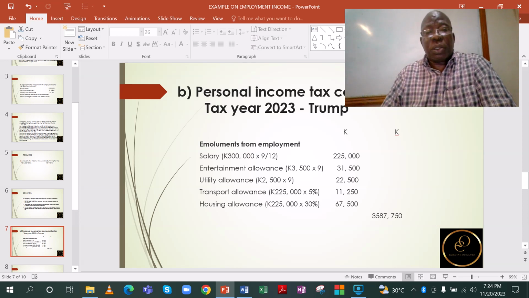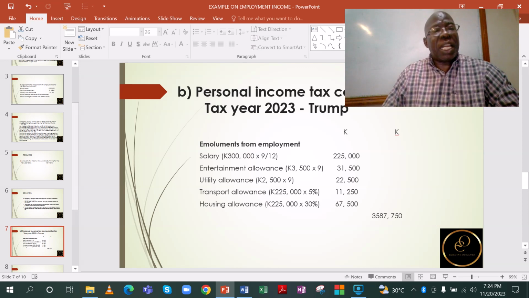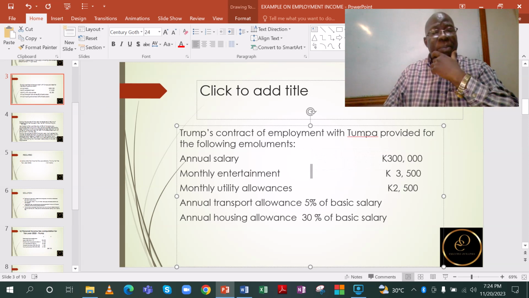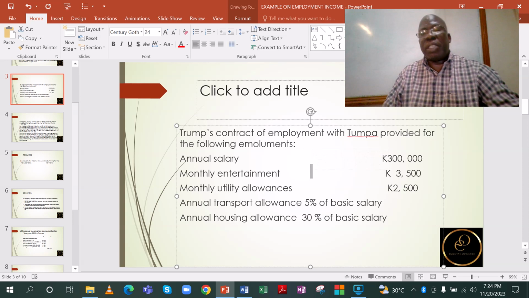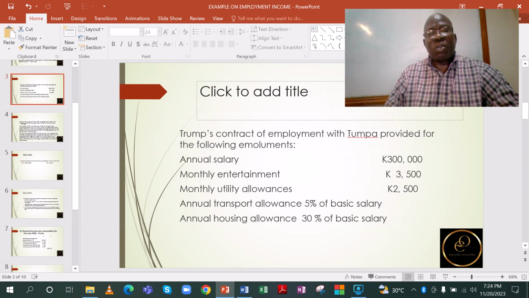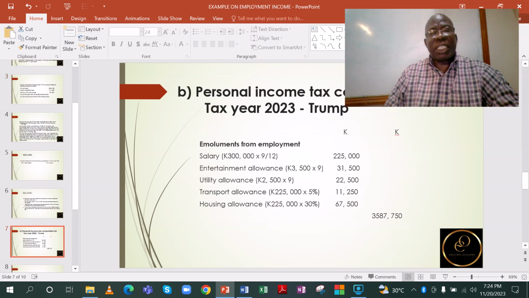Okay, fine. So what of entertainment allowance? These figures for entertainment allowance are quoted as monthly amounts, 3,500 monthly. He worked only for 9 months in the charge year 2023. Therefore, you simply multiply 3,500 times 9 to give you 31,500. Utility allowance also is the same. It is a monthly allowance of 2,500, meaning that you multiply 2,500 times 9 to give you 22,500.